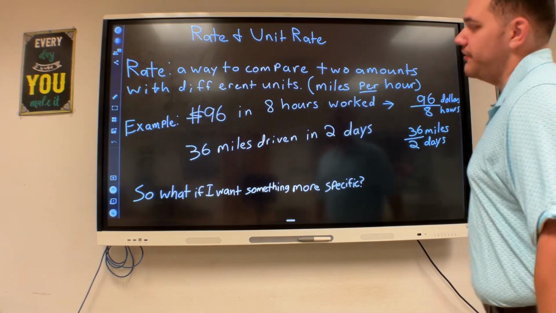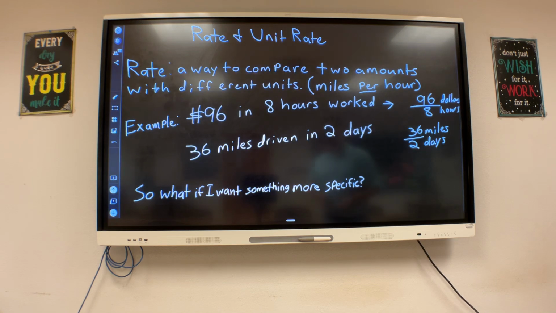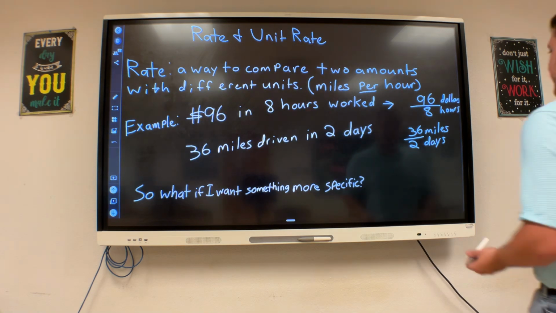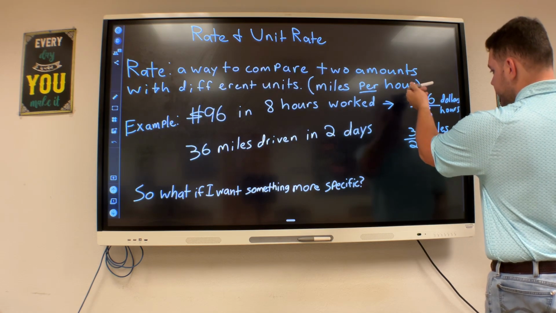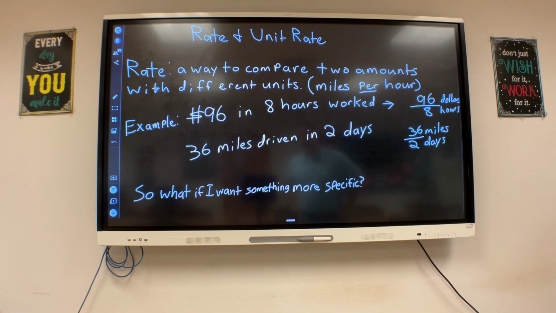Okay, so today we're going to be talking about rate and unit rate. Like we've done fractions, we've done decimals. Now this is kind of the natural progression. Like I said, a fraction, we have our top, our numerator, and our denominator. So this is just kind of a version of a fraction. We call it a rate, and a rate is just a way to compare two amounts that have different units.